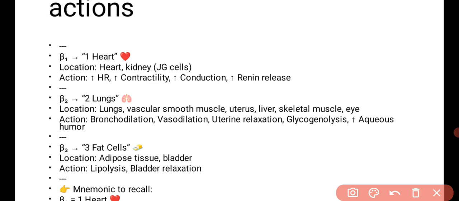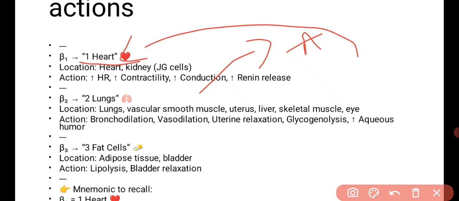Another category of beta blockers are the beta blockers with intrinsic sympathomimetic activity. Intrinsic sympathomimetic activity means they have some agonistic activity apart from blocking activity. Because of the blocking activity, they decrease the heart rate and force of contraction. Because of the agonistic activity, they increase the heart rate and force of contraction. So that's why they cause only a slight reduction in the heart rate and force of contraction.